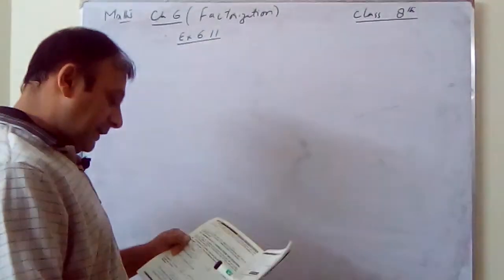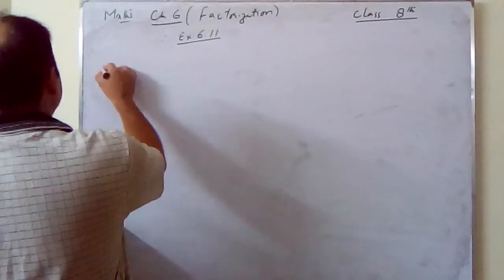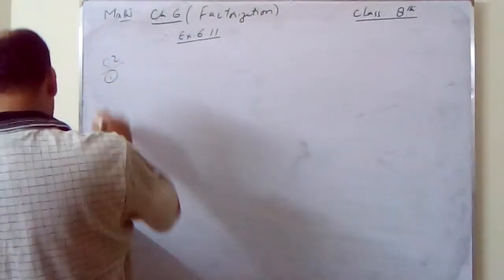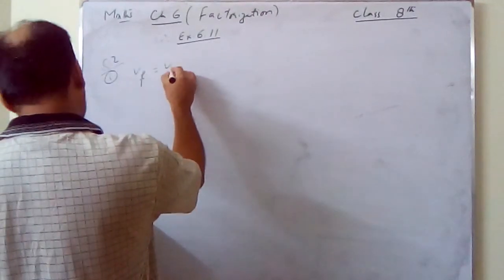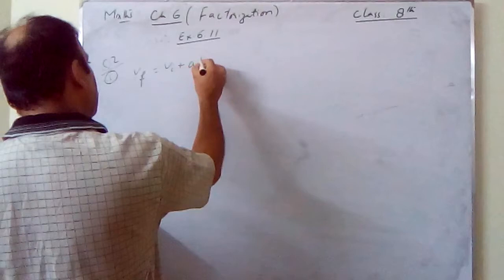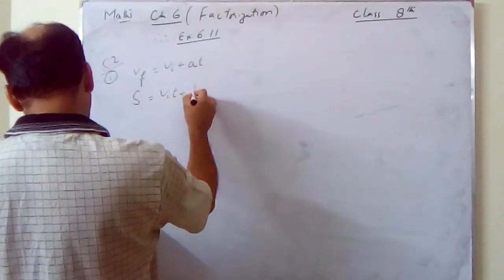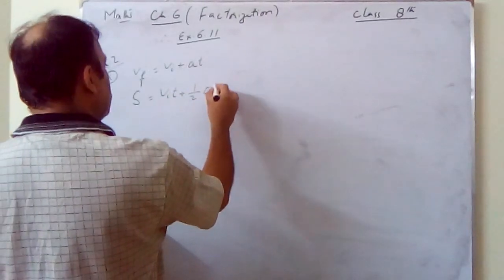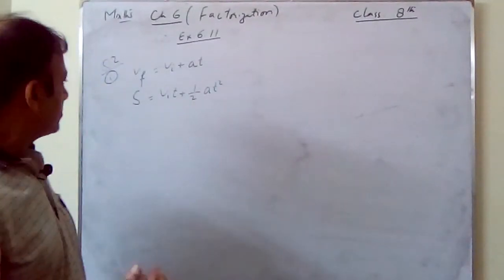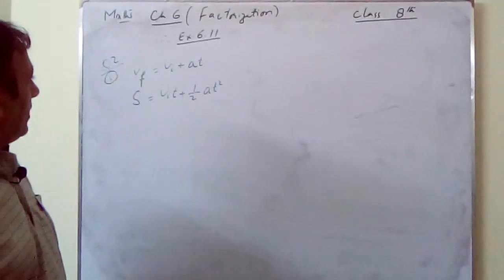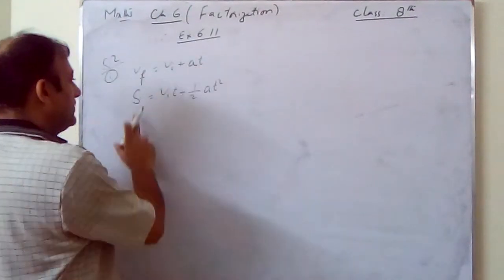Now in question number 2, eliminate Vi. Vf is equal to Vi plus At. S is equal to Vit plus half of At square. These are basically the equations which you will study in physics later on. It is final velocity, initial velocity, acceleration, time, distance.